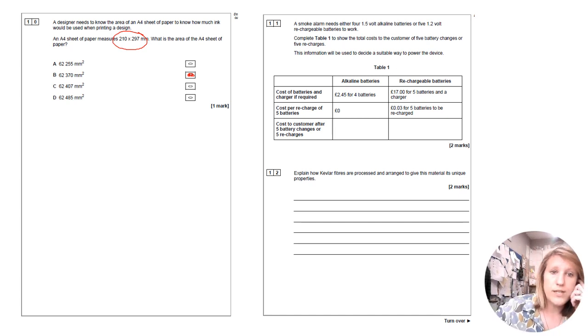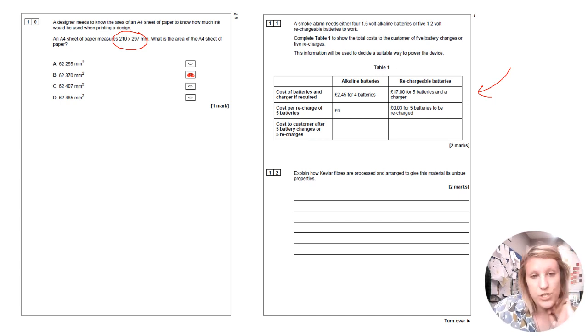Now this one's interesting. This battery one, you may recognize this one. I did do it once in a mock, I think, or I may have done it for a different group. But there's a few things in the explanation that you need to pay attention to. So a smoke alarm needs either 4, that's not important, 1.5 volt alkaline batteries, or 5 rechargeable batteries. So it says complete table 1 to show the total cost to the customer of 5 battery changes or 5 recharges. Okay, then that's going to help them decide what's a better option.